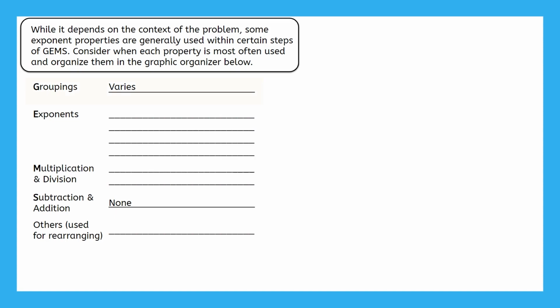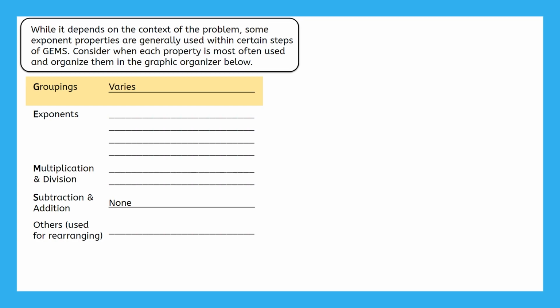Okay, so starting with groupings. We know that, according to GEMS, we should always start by making sure everything inside of grouping symbols is simplified. This organizer says varies. That's because there isn't a particular power property that is always used in the grouping step of GEMS, because it just depends on what's happening inside the grouping symbols.